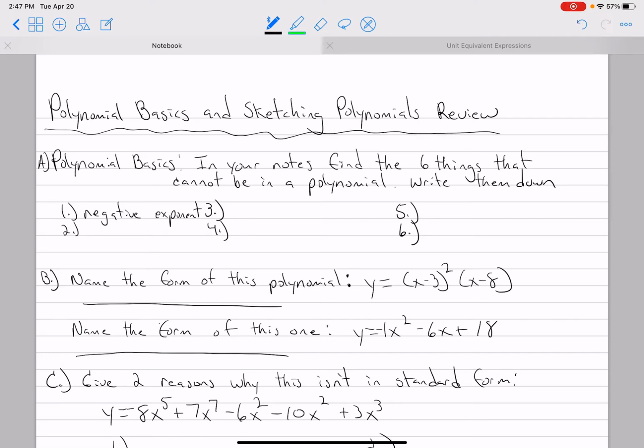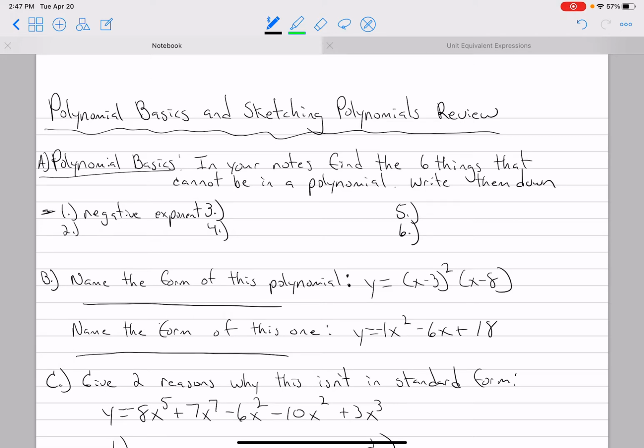Polynomial basics and sketching polynomials review. Okay. So, first thing, I'm going to go through it quick, but you should get this all down in your notes. So first thing, A, polynomial basics. In your notes, I want you to find the 6 things that cannot be in a polynomial and write them all down. You took notes about it. I gave you the first one, negative exponents. What are the other 5 of them?